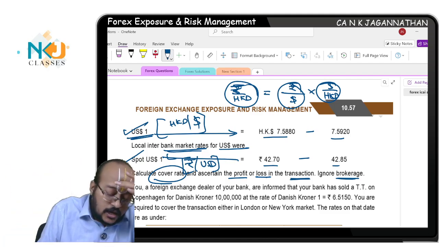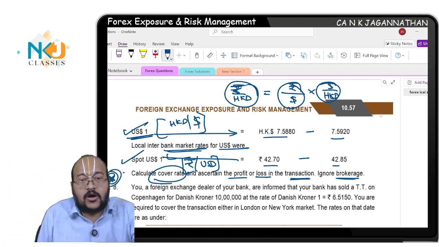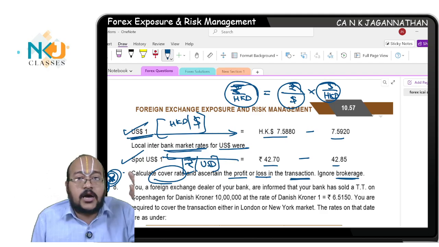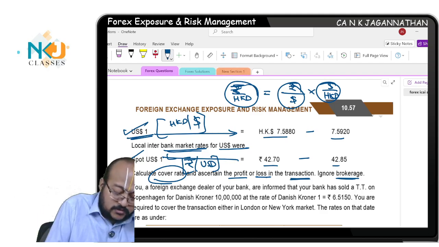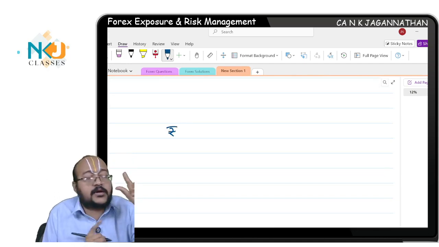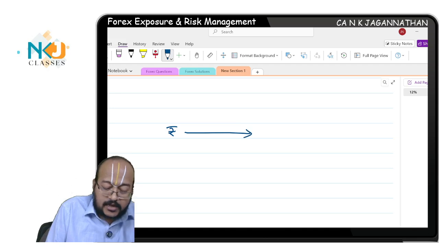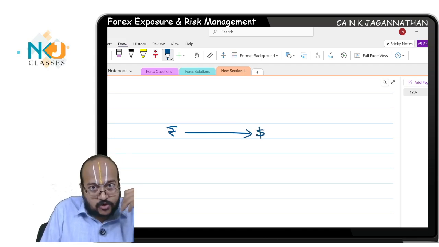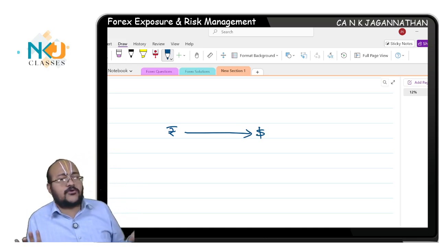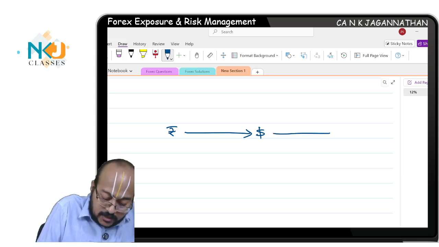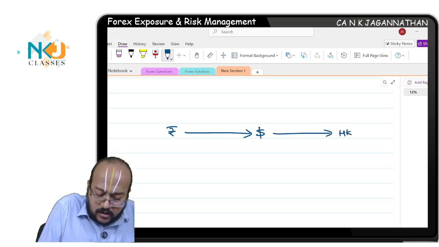Very simple. First, you need to buy Hong Kong dollars. What you have in hand: this dealer is an Indian-based dealer, he will have rupees in hand. So very simple, I'll tell you, he has rupees in hand. Agree? This rupee he will sell and buy dollars. And he wants to buy Hong Kong dollars, but he cannot buy Hong Kong dollars directly because no quote is available. He will buy US dollars. Then he will sell US dollars and buy Hong Kong dollars.